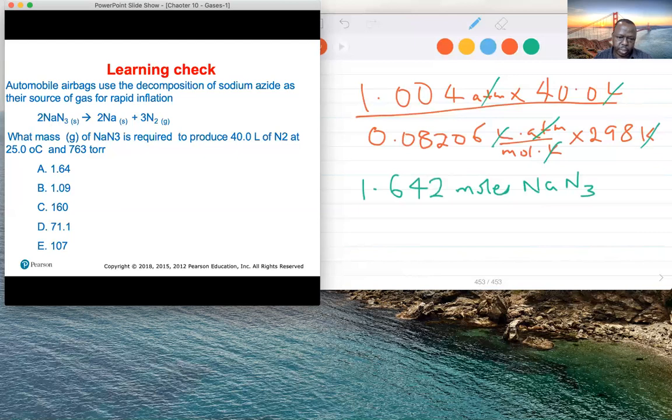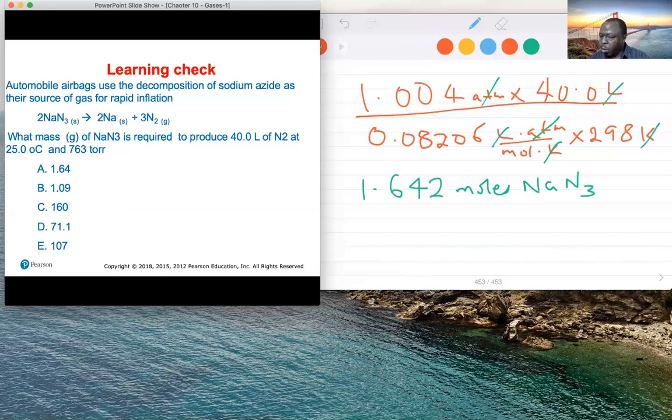Tierra, what is the molar mass of sodium azide? You can Google it. I'll allow you to Google it. I know I can do that, but I need somebody to help me. All right, thank you. Thank you, Aaron.